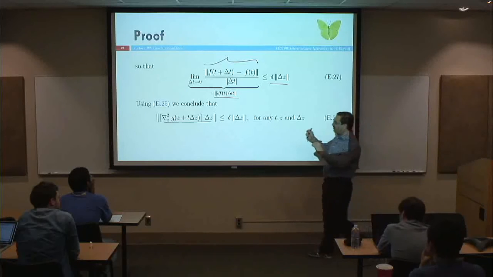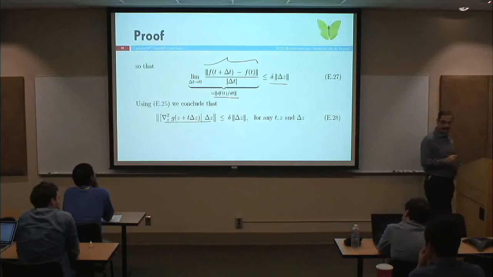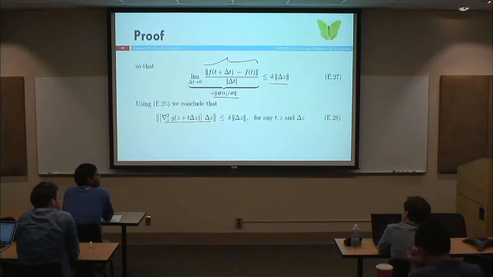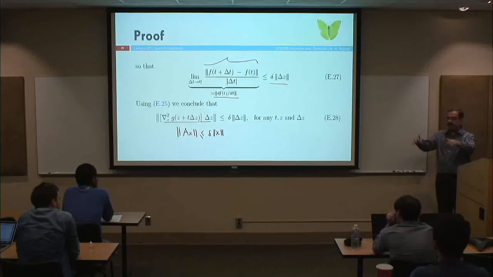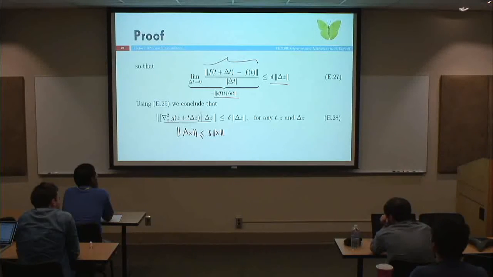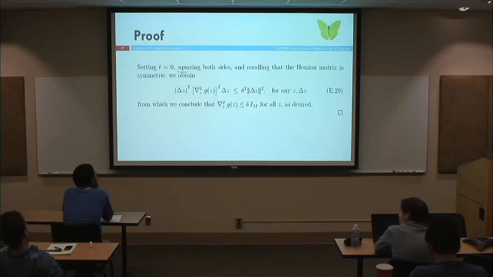I have shown that the norm of the Hessian times delta z is upper bounded by delta times the norm of delta z, right? So I have shown that a matrix times some x, think about it like this, is upper bounded by delta times the norm of x. Let's just write A and x to make the notation simple. I want to conclude from this that A, which is non-negative, is actually upper bounded by delta, right? Okay, very good. So if you continue, I'm going to square both sides, okay?